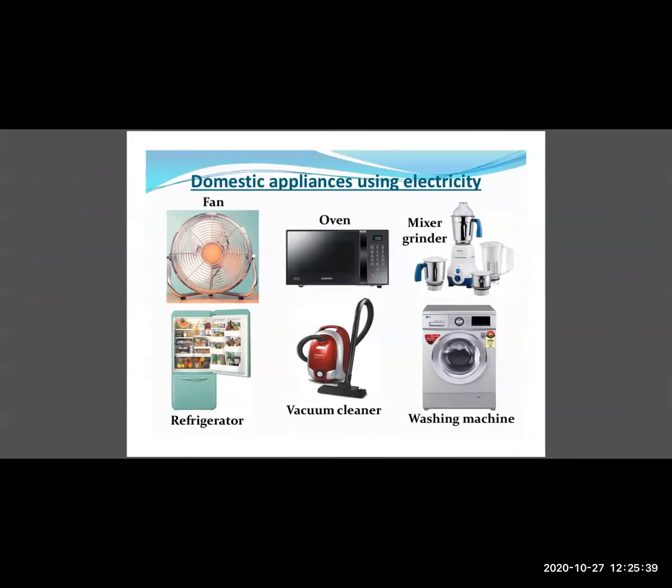Domestic appliances using electricity. Domestic appliances means the household appliances that we make use of in our homes, right? Just for example, you have fans running on electricity, then microwave ovens, which are used for cooking and heating food. Then you must have used, or your mother must have used, mixer grinders at home for preparation of food. All of us have refrigerators at our homes to store and preserve food. Some of you might have vacuum cleaners for cleaning purposes, and washing machines. All of these appliances make use of electricity, and that is a very important source of energy in our homes, right?